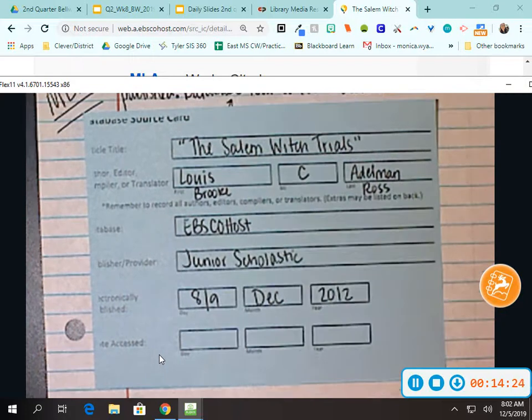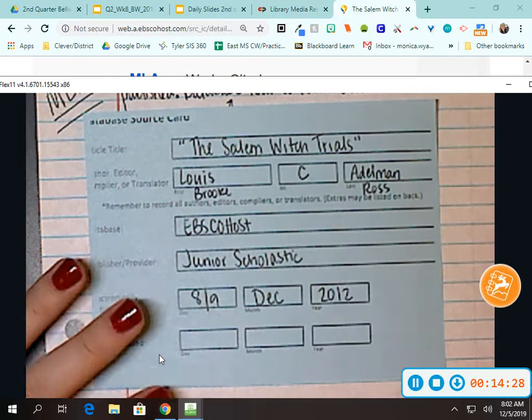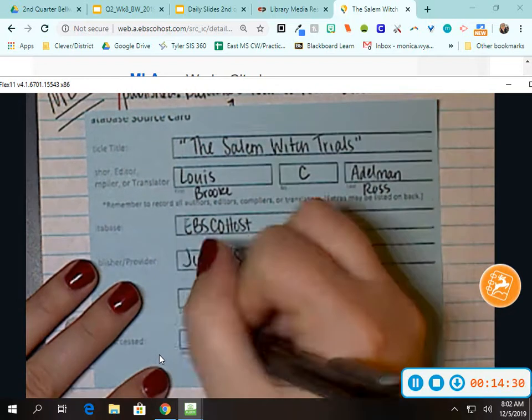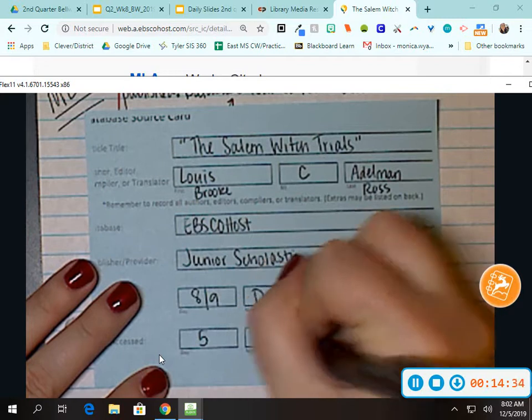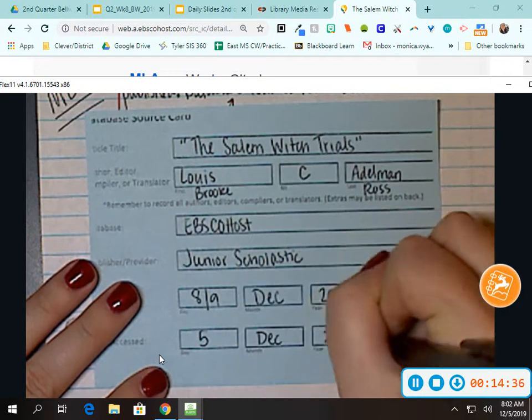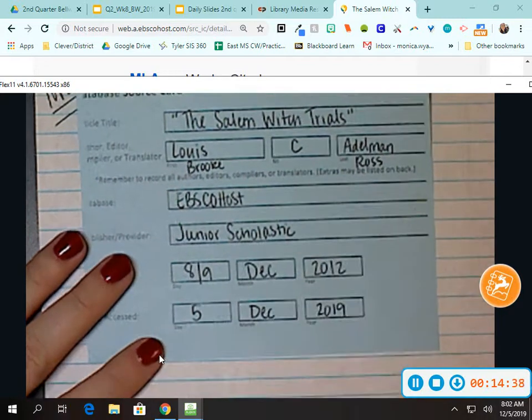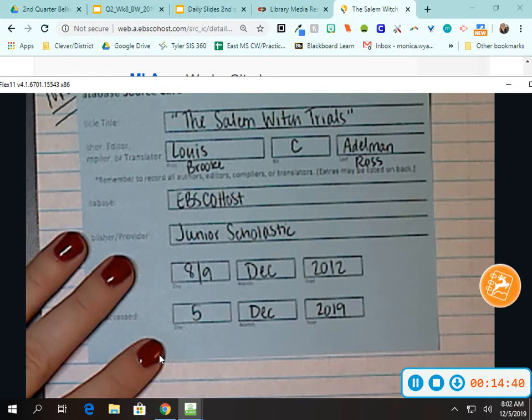And what do I do for date accessed? Today's date, yeah. So you'll do whatever day it is that you've accessed that. So 5 December 2019. And you have a complete source card.